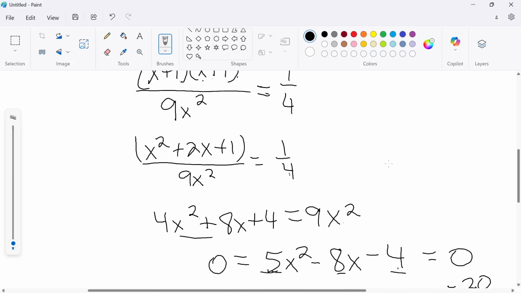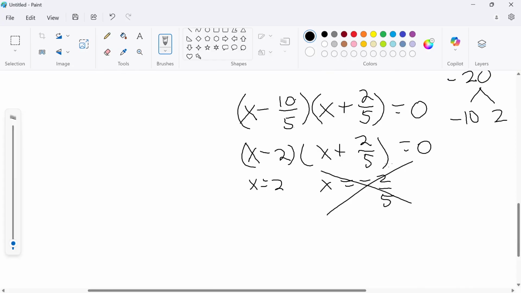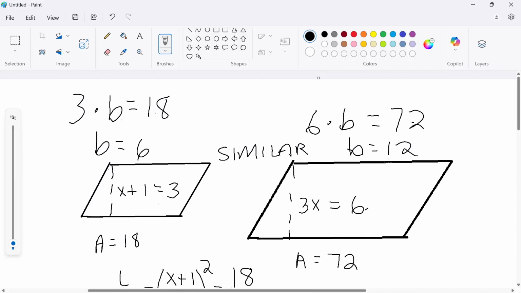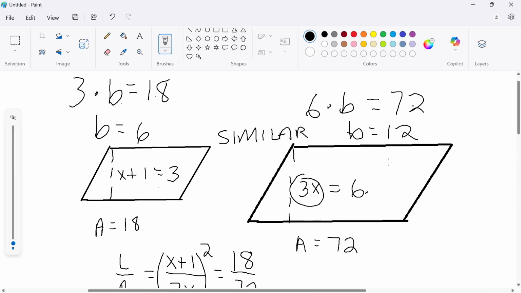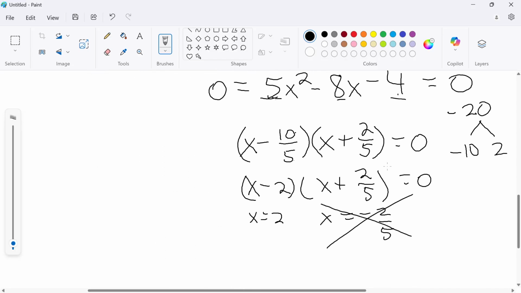But anyway, x is equal to 2, and I threw the negative 2/5 out because it would make this height negative. Can't have a negative height. So x is only equal to 2.